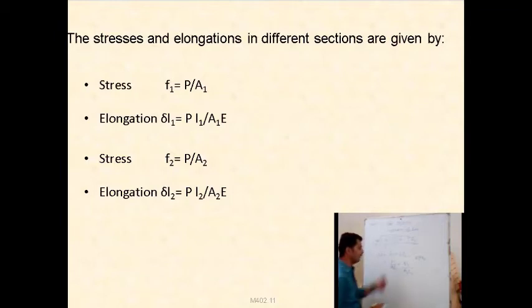Now, if the load is the same and E is the same, the change in length is P by E times L1 by A1 plus L2 by A2. This is the formula for the change in length of variation of bars.